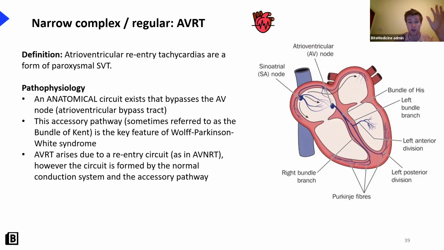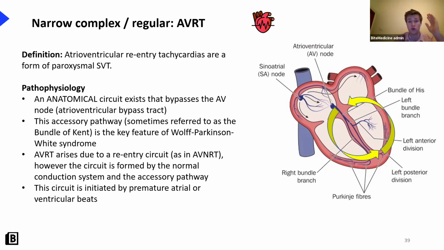So just briefly going over the differences there. Your AVNRT is functional, okay, formed within that AV node, caused by exertion, drugs, whereas in your AVRT, you've got this anatomical pathway that exists on top of your normal conduction system and can lead to this circus rhythm occurring.